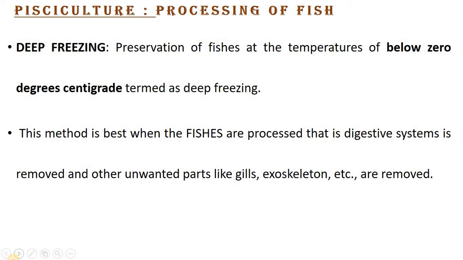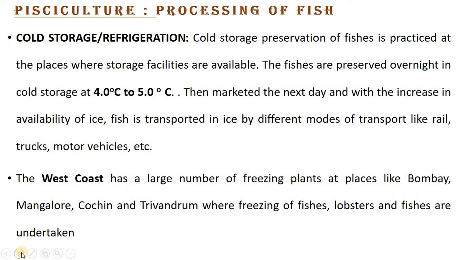And this method is where the fishes are processed, the head is removed, and unwanted materials like the scales and gills are also removed. Then the third step is cold storage. Cold storage is the preservation of fishes at a temperature of 4 to 5 degrees centigrade. This fish is marketed the next day.